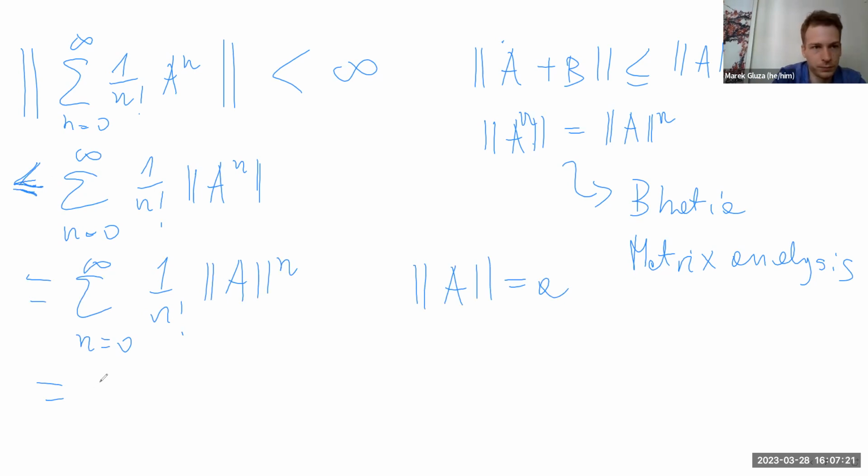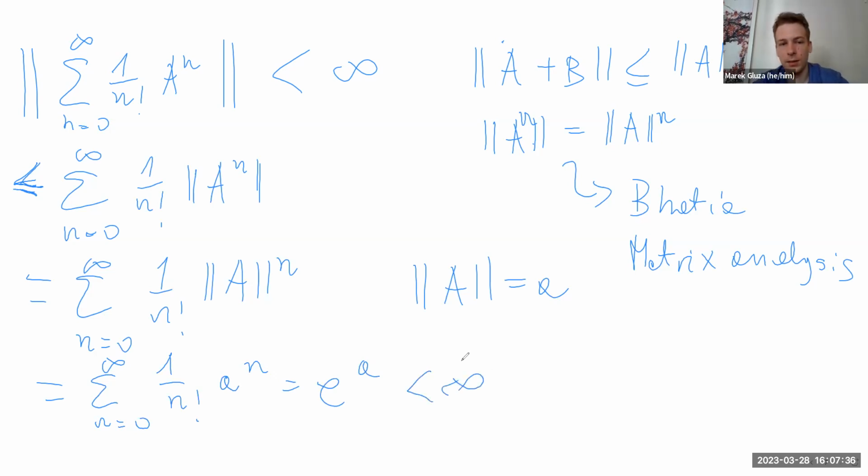The sum from n equals 0 to infinity of 1/n factorial a to the power n, and this is e to the power a. And we know that this is strictly less than infinity, okay? So what I could do is I could correct this a little bit and put a capital N here.